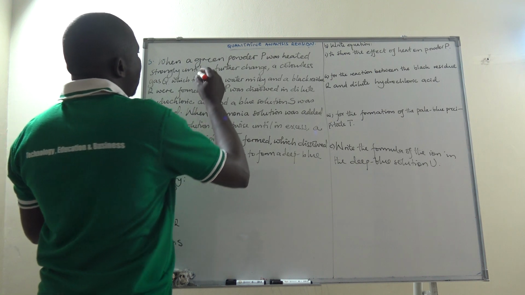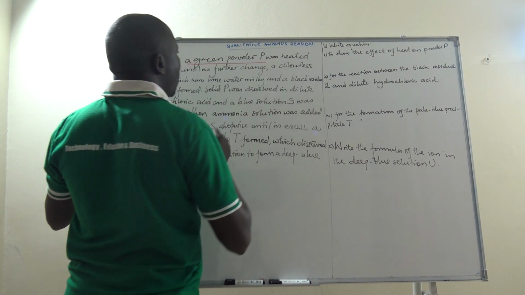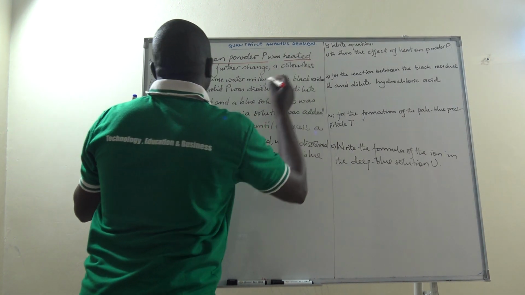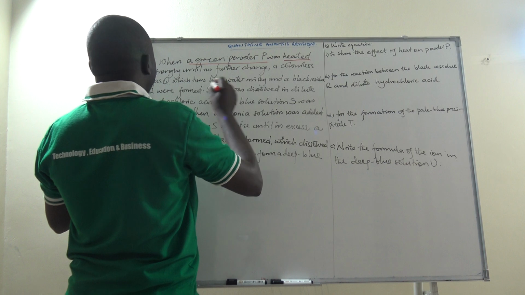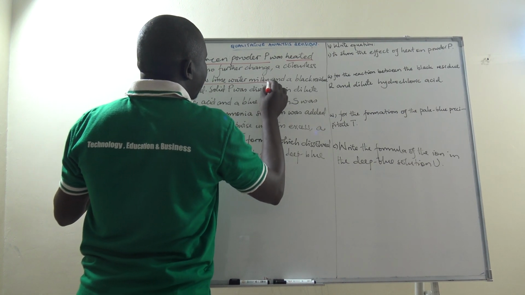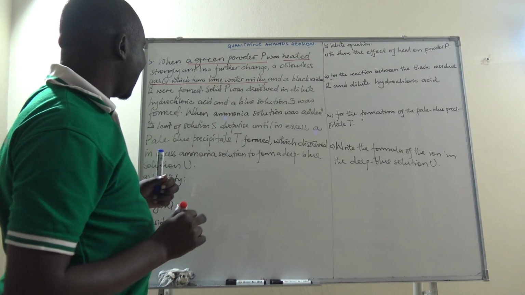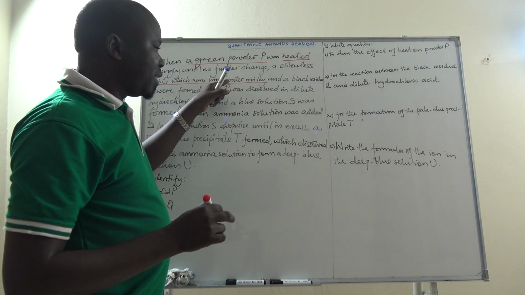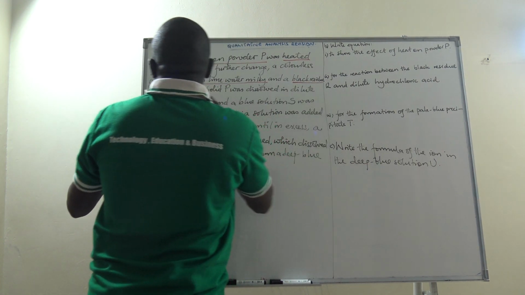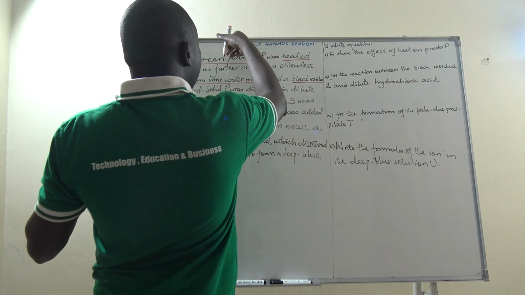It says, when a green powder P was heated strongly until no further change, a colorless gas Q, which turns lime water milky, was formed. I have already got something from here: a gas which turns lime water milky. And a black residue, that means a black solid R, was got from the process of heating this green powder.